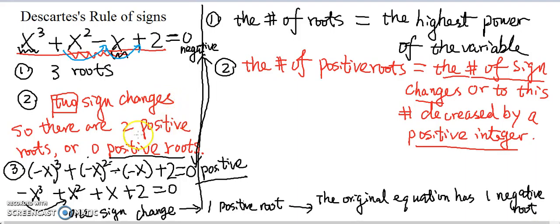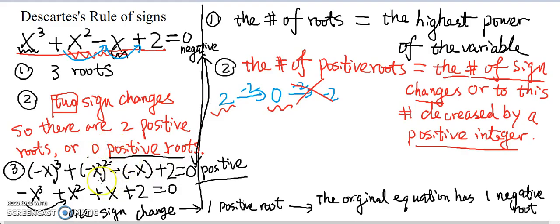We can only say maybe there are 2, maybe there are 0, because by Descartes' rule, the number of positive roots equals the number of sign changes, or this number decreased by a positive integer. So when you have 2 sign changes, you may have at most 2 positive roots, or 2 subtracted by 2, which gives 0. You cannot continue, because if you subtract another 2, you get negative 2. We cannot say an equation has negative 2 roots, so that doesn't make sense. That's why we only have 2 possibilities: either 2 positive roots or 0 positive roots.